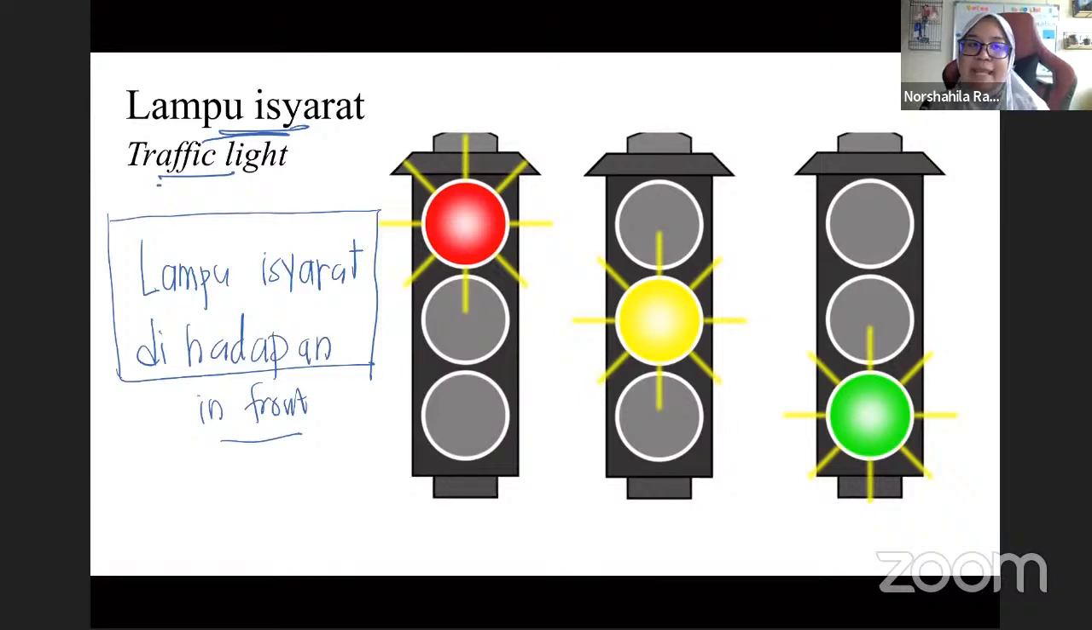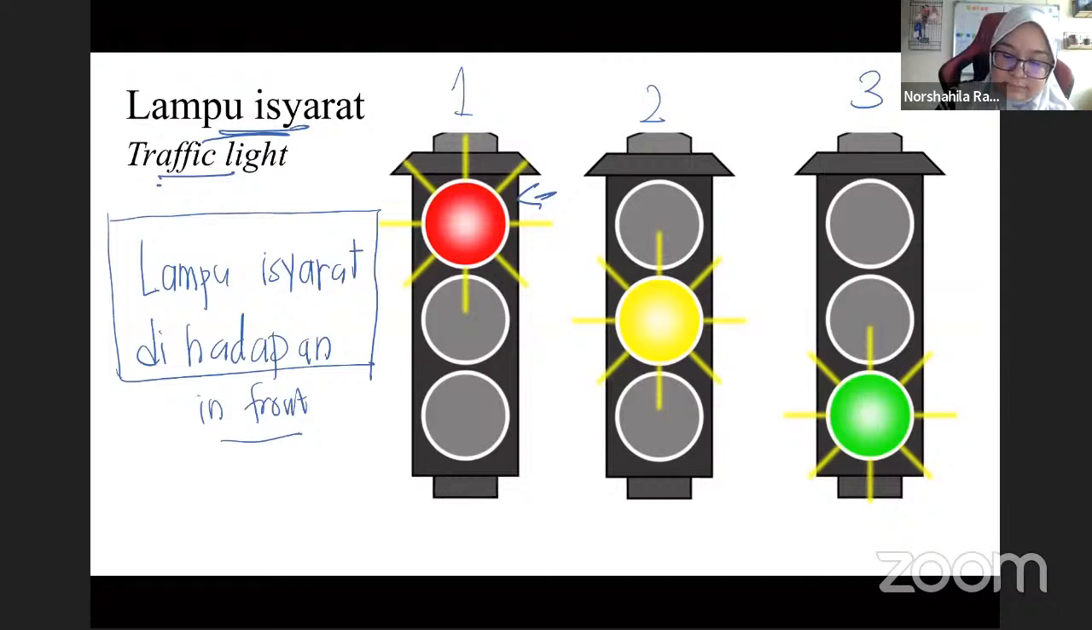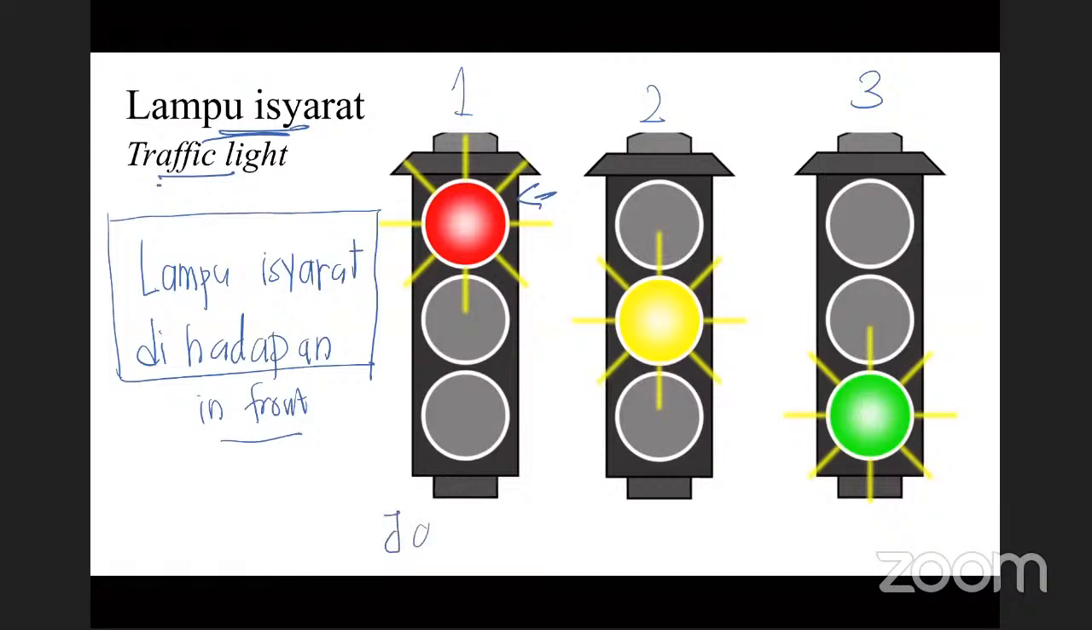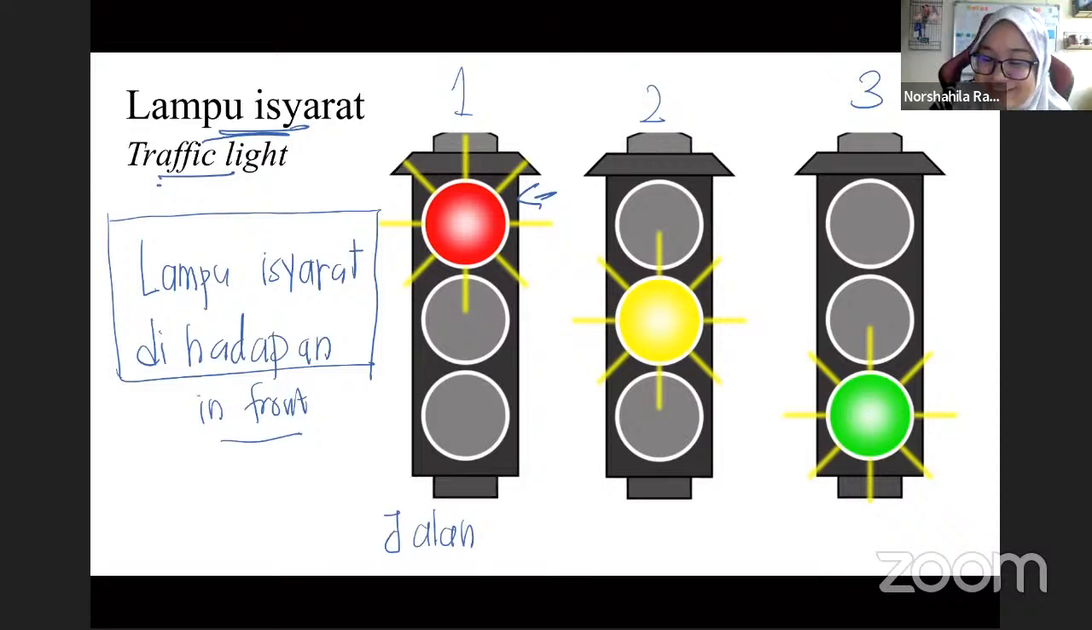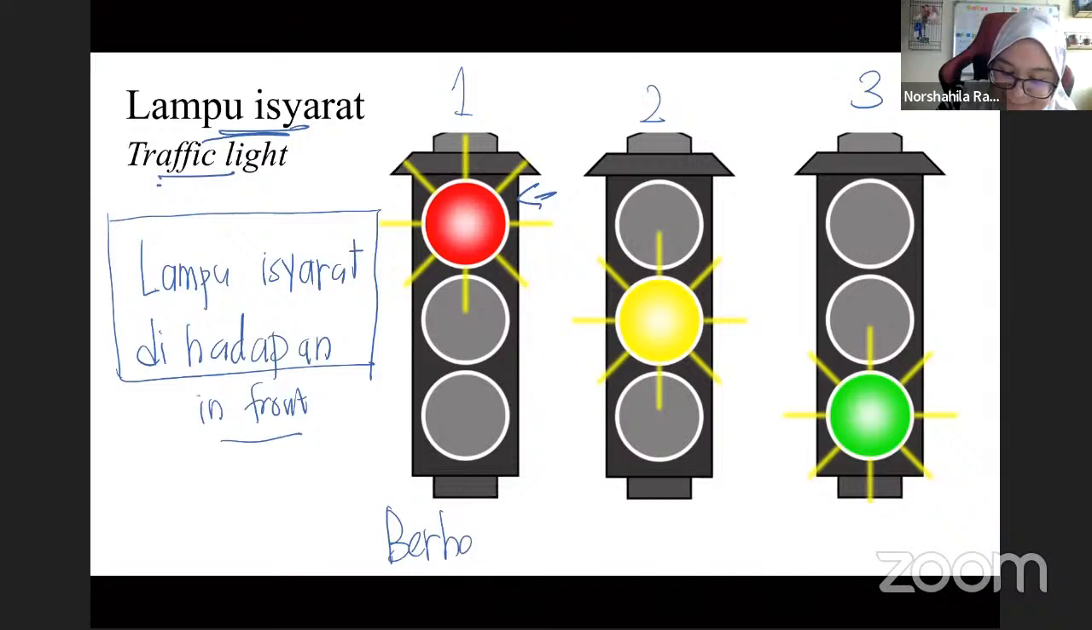Lampu isyarat has 3 colors, 3 warna. What warna is the first one here? Warna apa ini? What is the color? Merah. So when it's a traffic light, merah means red. You need to go, right? No, sorry, you need to stop. Berhenti. Sorry, thank you so much. Where is my mind today? You need to berhenti.